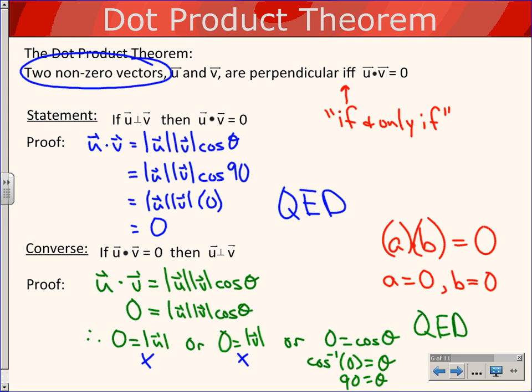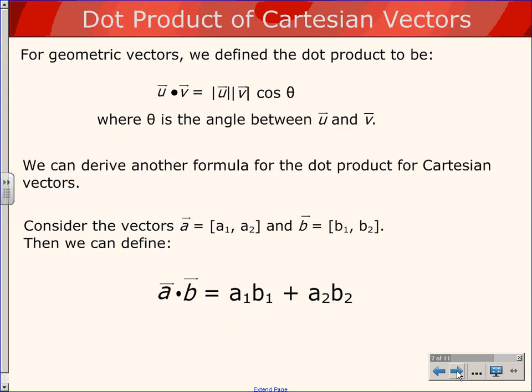Okay. So a couple little proofs, I like those. They get the point across. It's a proof, but it's not real long. What we've done so far is just dot products with geometric vectors, if we're told the angle in between, or if we're told the magnitudes. Well, this chapter isn't about geometric vectors anymore. We're trying to deal more with Cartesian vectors.